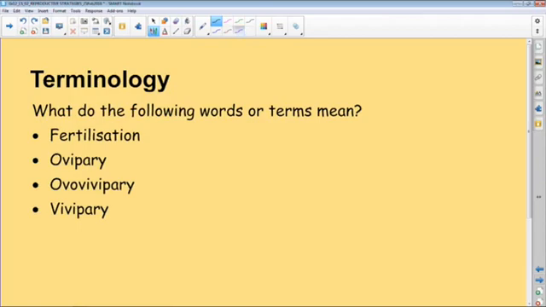First thing we're going to have a look at is your terminology. Now, the terminology I've given you is quite strange at times. The first one is a nice, simple one: fertilization, and you guys know that. You've done this one quite a few times already. The next one I'm giving you, now you need to start concentrating. You get oviparous, you get ovoviviparous, and you get viviparous.